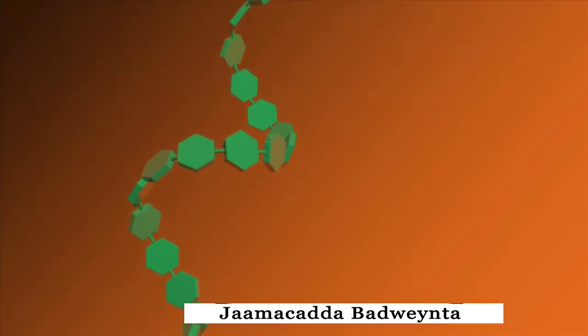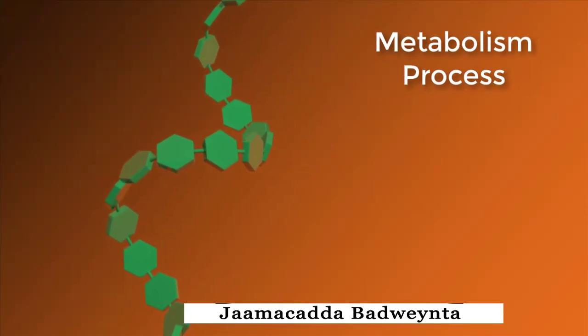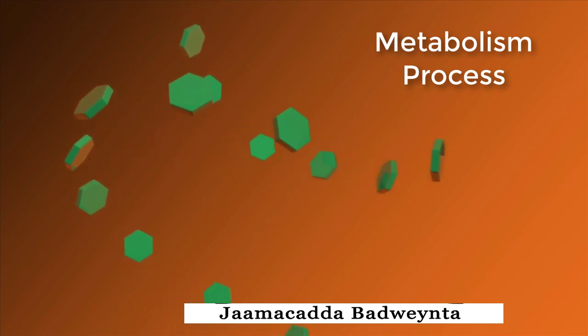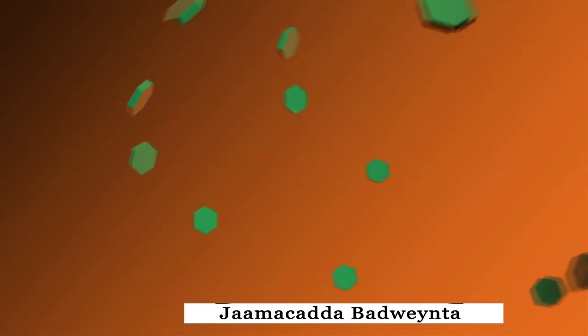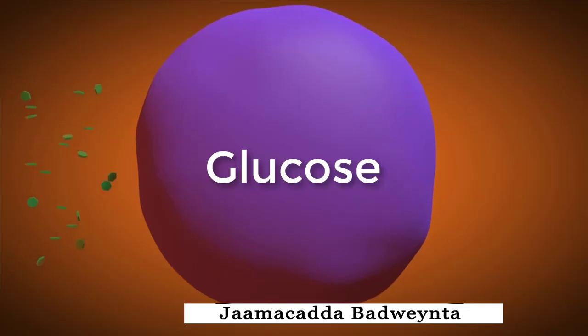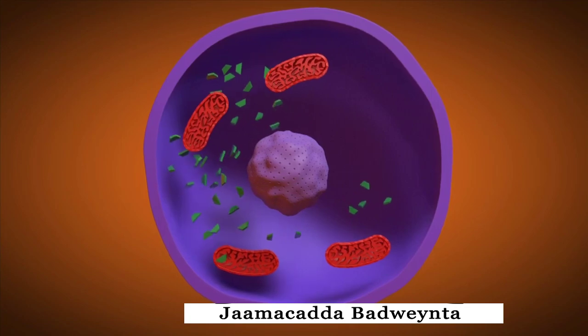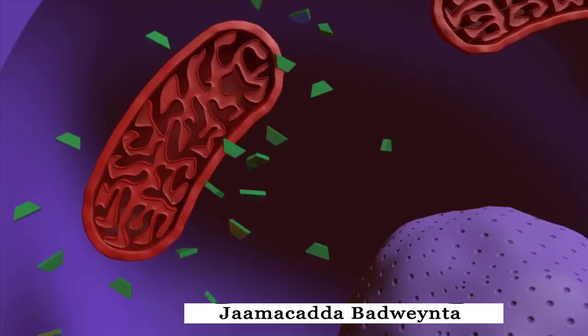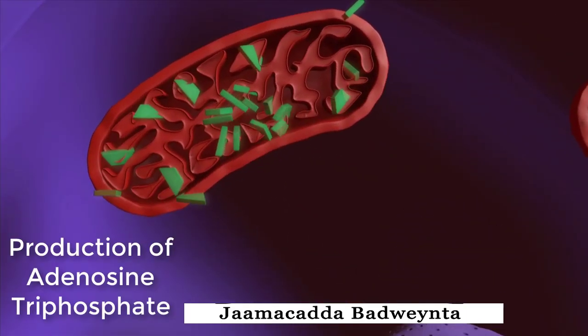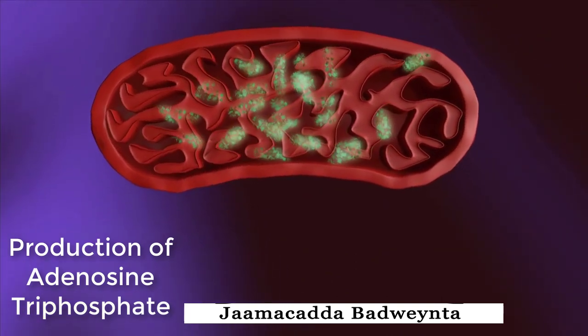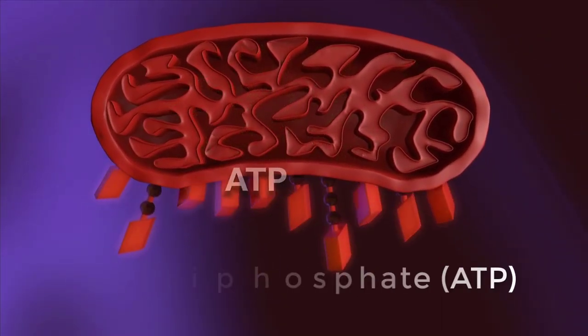As part of the metabolism process, complex sugars consumed by the organism are broken down into a less chemically complex sugar molecule called glucose. Once inside the cell, glucose is broken down, releasing energy to drive the production of adenosine triphosphate, a form of energy more commonly known as ATP.